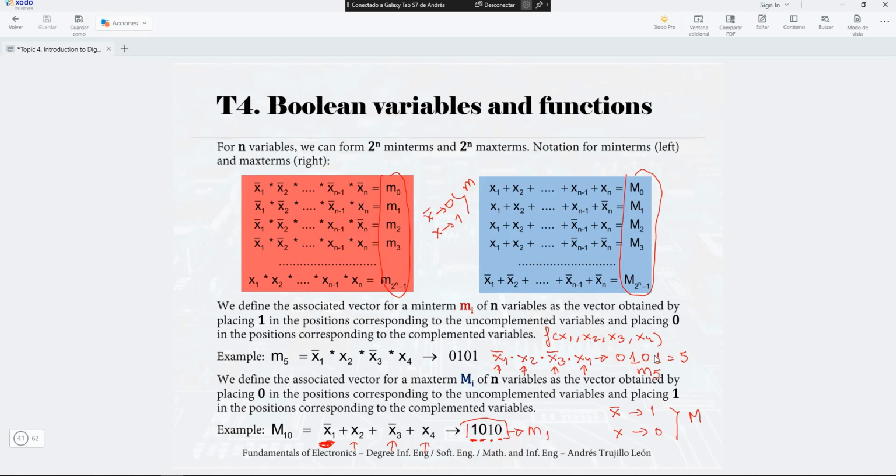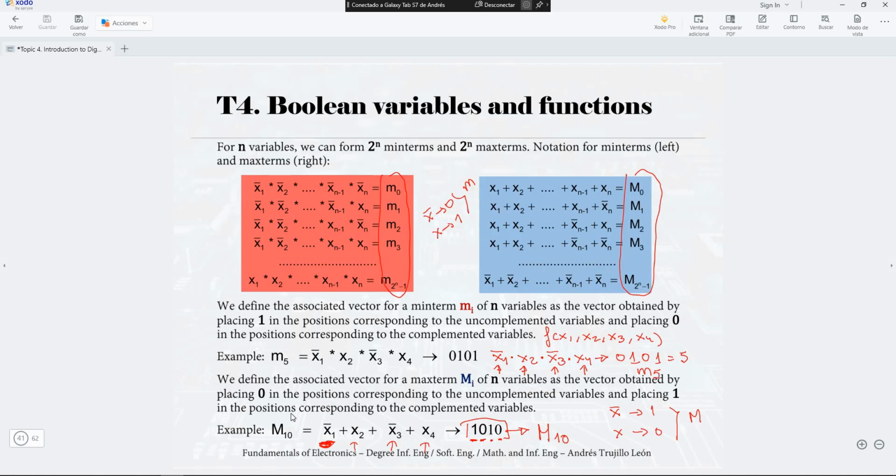Sorry, I have to use uppercase M. This is the max term 10. So just replacing the variables by zeros and ones depending on if they are negated or not, we are going to obtain the number linked to the min term and the number associated with the max term.